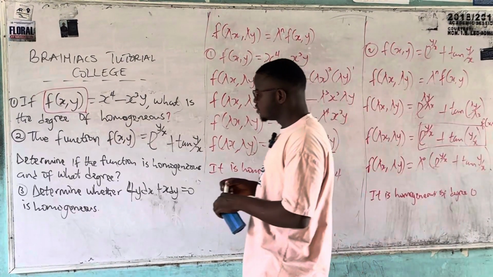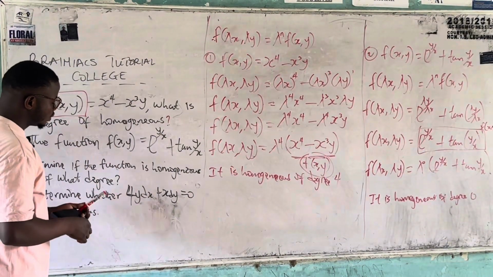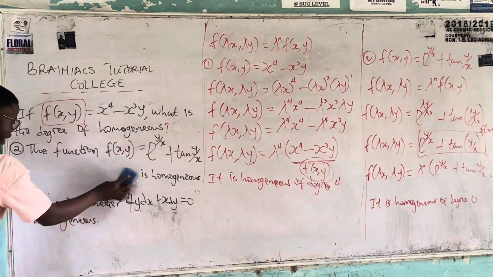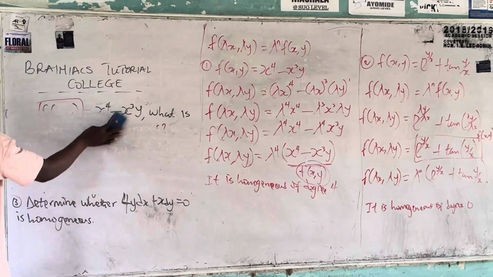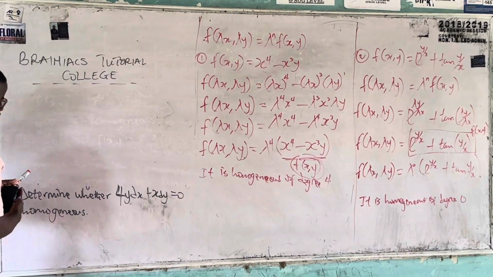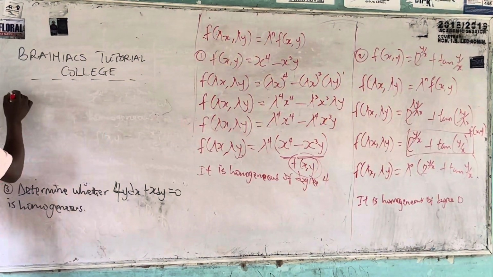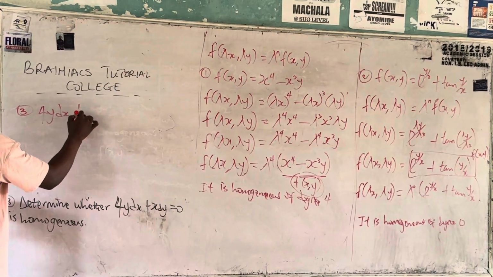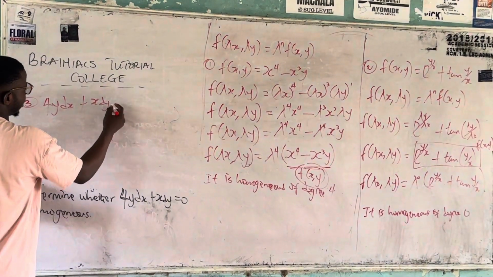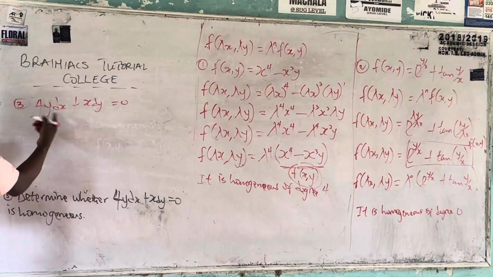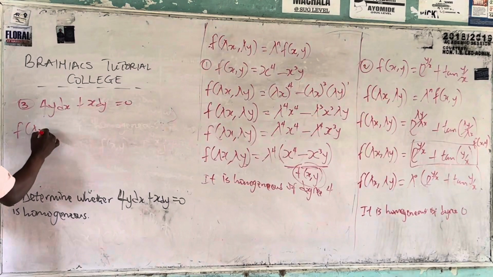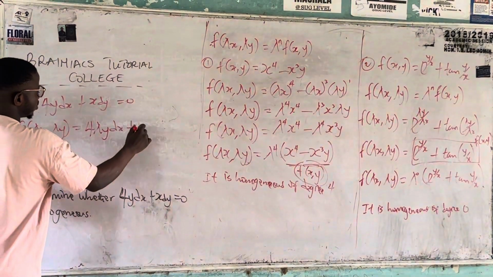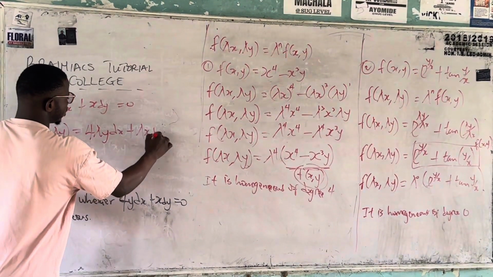And the third question that we have here is determine whether 4y dx plus x dy equals 0 is homogeneous. So now to determine that, just like the way we solved examples 1 and 2, that's the same way we solve this particular one too. So the function given here, we have 4y dx plus here we have x dy then equals 0. So anywhere we see x, we have f of lambda x comma lambda y. So that equals 4 lambda y dx plus this one will be lambda x dy.